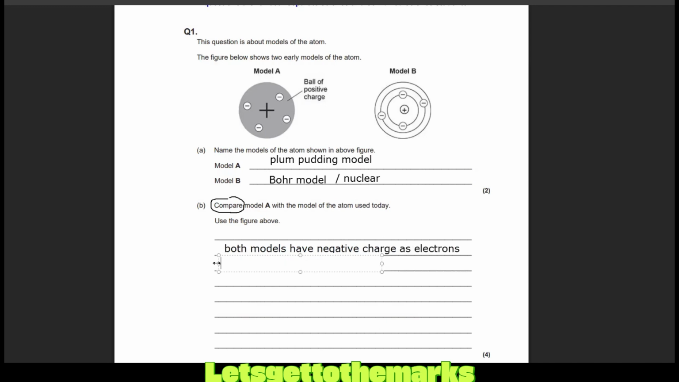Both models are spheres, but I'm going to go with differences because other than the electrons, whether they'll accept this, I'm going to do like 5 things just in case. Both models have positively charged areas. So that's about similarities there.